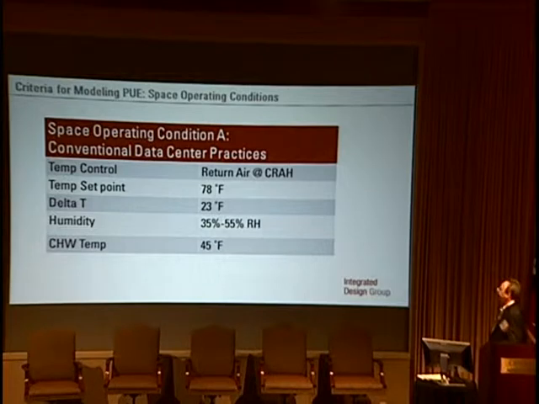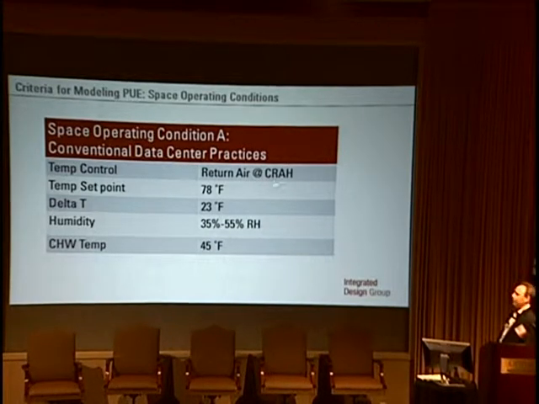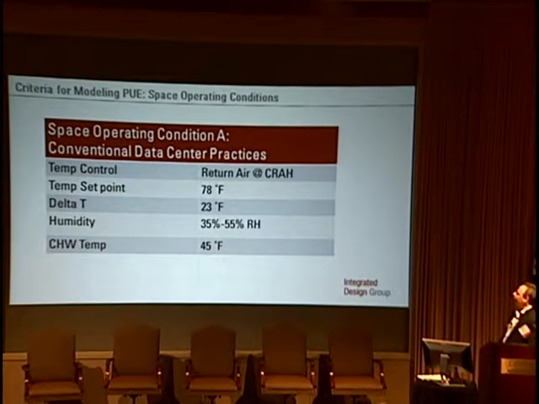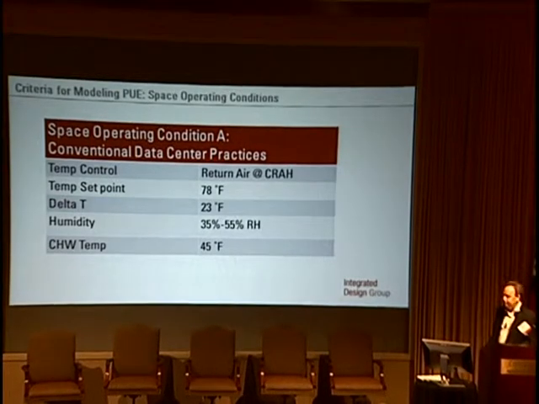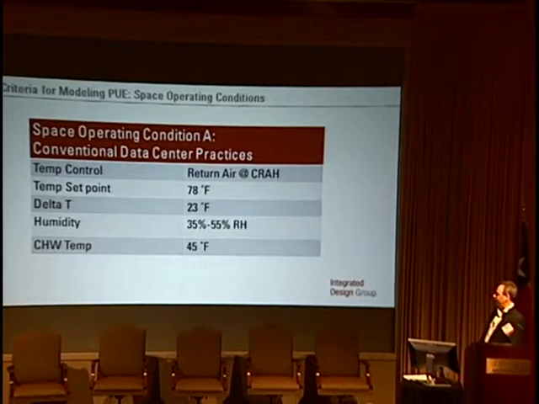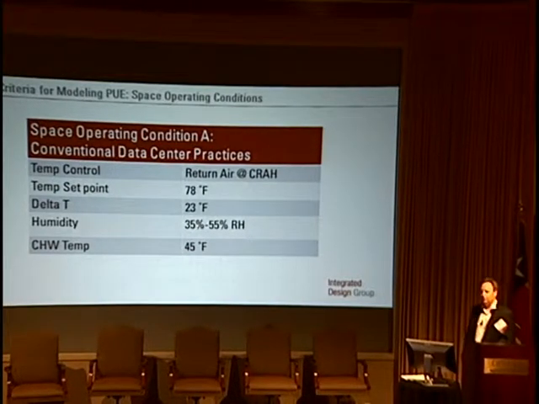we're taking the temperature controls at the return air of the CRAH units at 78 degrees. The humidity range is 35 to 55%, which is very tight, and the chilled water temperature is maintained at 45 degrees all the time. And that's a function of the fact that the relative humidity in the space has to be controlled so tightly.